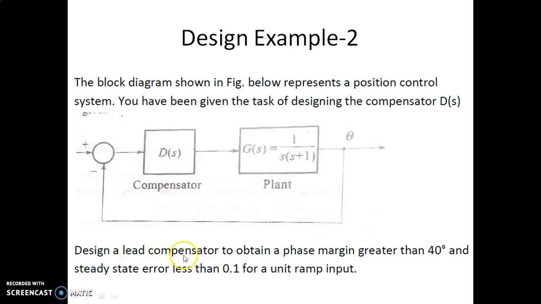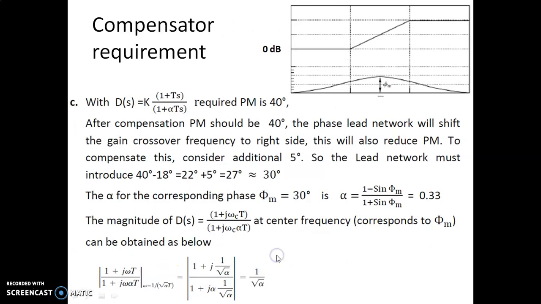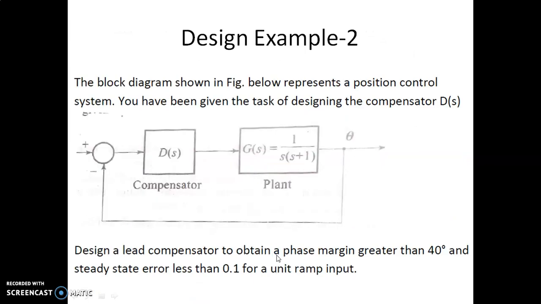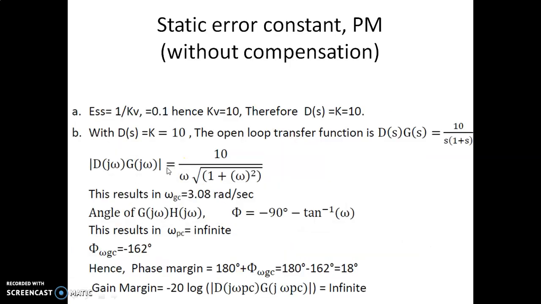The lead compensator should provide a phase margin greater than 40 degrees, and the steady state error should be less than 0.1 for a unit ramp input. These are the two specifications given for designing this lead compensator.